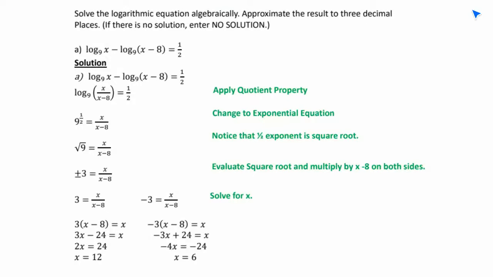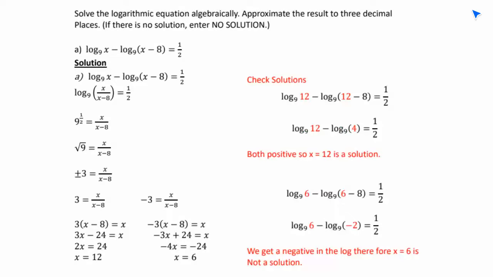Now I'm going to solve for x, multiply both sides by x minus 8, and solve for when 3 was positive and when 3 was negative, and I see that I have two solutions. I have x equals 12, x equals 6. And again, I want to check these values to see that I will get results. So when I check 12, it's a positive, so it gives me a solution. And when I check 6, one of the logs ends up giving me a negative, so 6 is not a solution. 6 minus 8 gives me that negative 2, so hence 6 would not be a solution. So I only have one solution. Even though I got two answers, only one of them is correct.